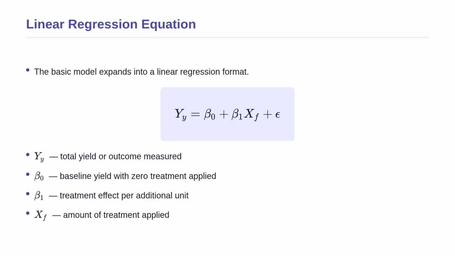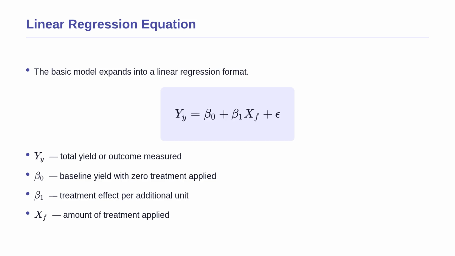Following up on that idea, let us look at the specific formula used for these continuous relationships. We expand our basic model into a linear regression equation. Y sub y equals beta 0 plus beta 1 times x sub f plus epsilon. In this specific model, y sub y is the total outcome measured. The variable x sub f is the exact amount of treatment applied.